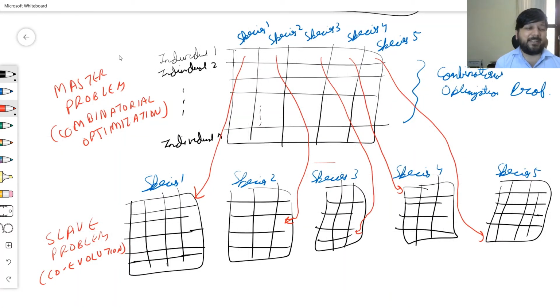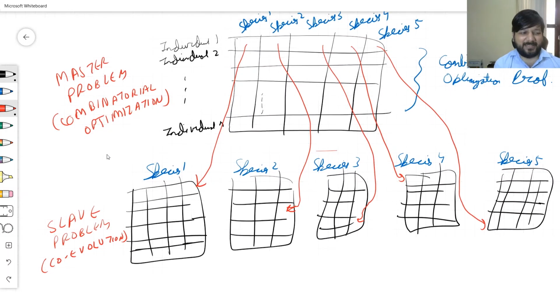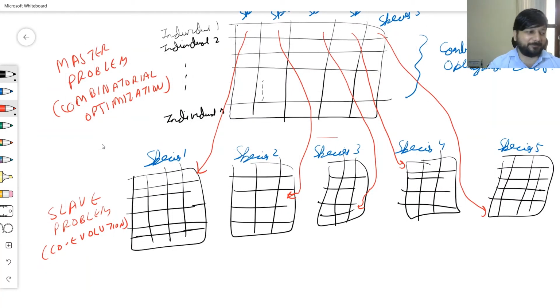So now let's look at it. If there is a cooperation, both of them will have to evolve in parallel. So if you have a multiprocessor, one core for this, one core for this, one core for this, one core for this, and one core for this, they're all evolving in parallel. So let's do that. Let's start over with the slaves and then go with the master.